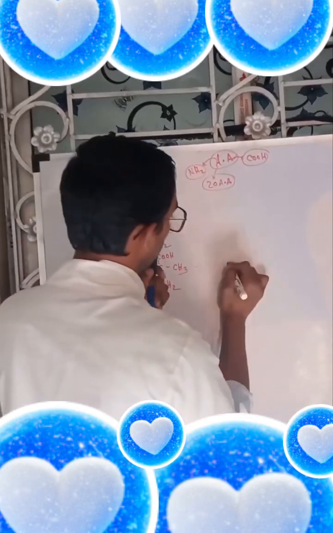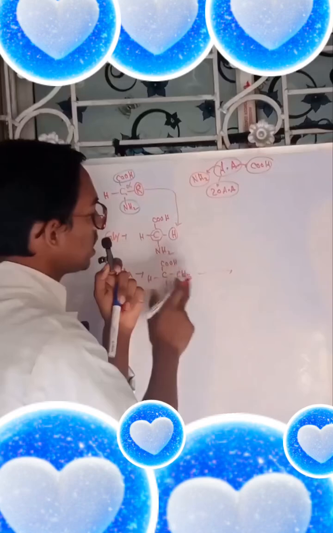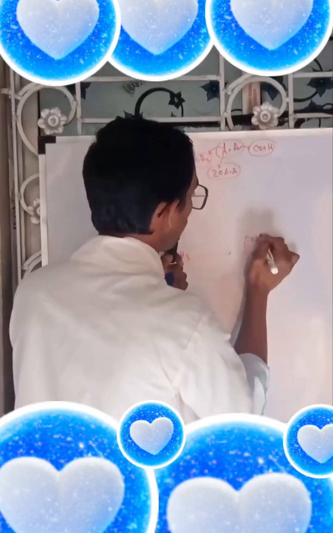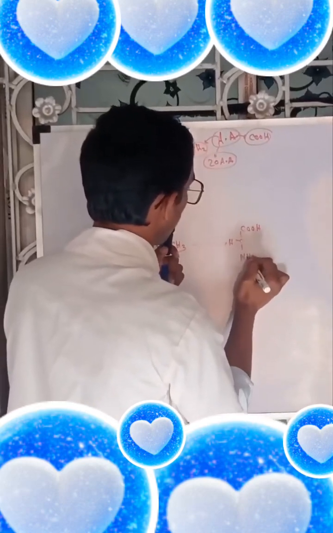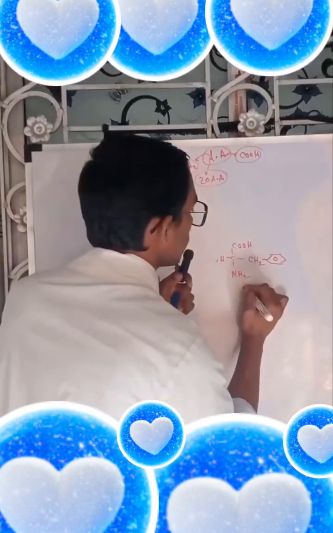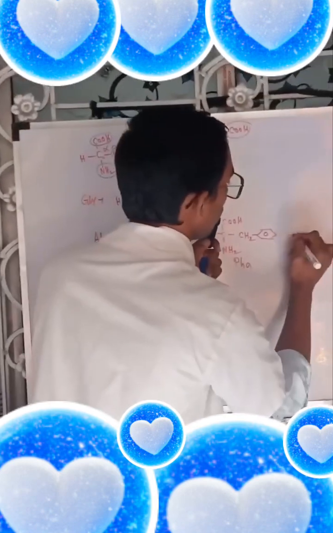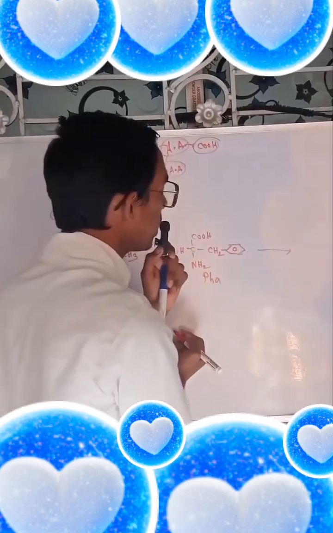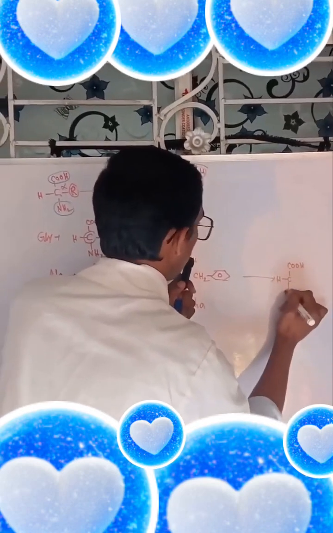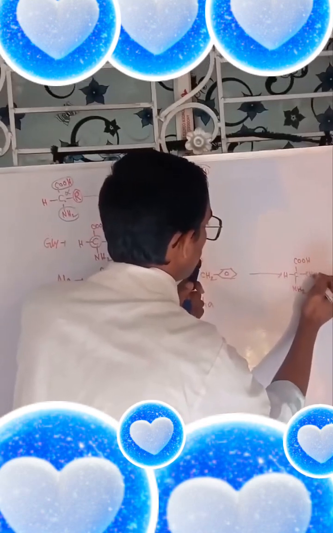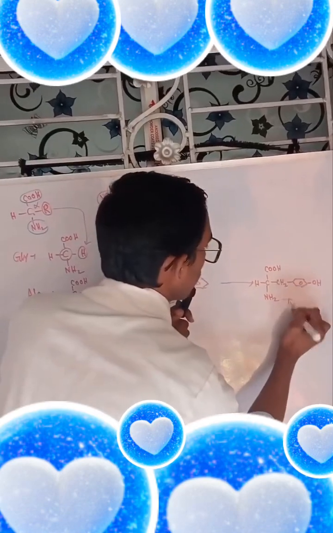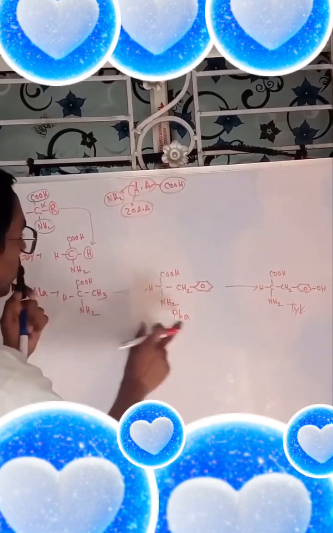You can see COOH, H and NH2, CH2, and this is the phenyl group. This is phenylalanine. Now if we add one hydroxyl group here, we get the amino acid tyrosine. So these are alanine, phenylalanine, and tyrosine.